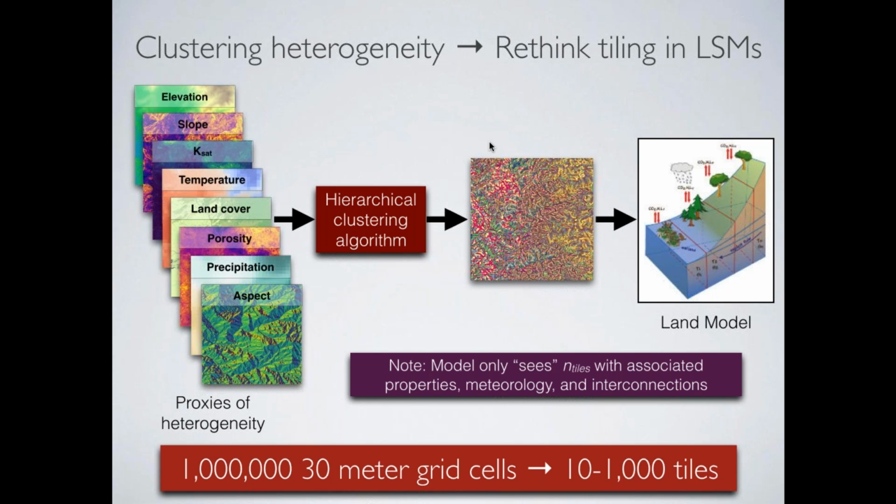So here I actually superimposed the 4-kilometer Princeton CONUS forcing data set, which is derived from Stage IV and NLDAS. So you actually have a meteorology for each tile, and then the interconnections between those tiles, which is driven by the hill slope. So the main point is that you have 1 million 30-meter grid cells, which are reducing down to about 10 to 1,000 tiles.